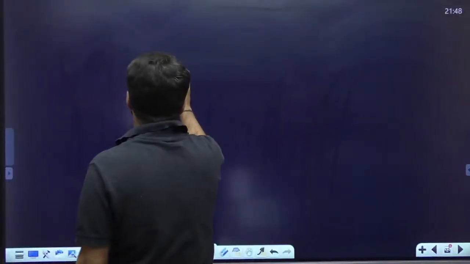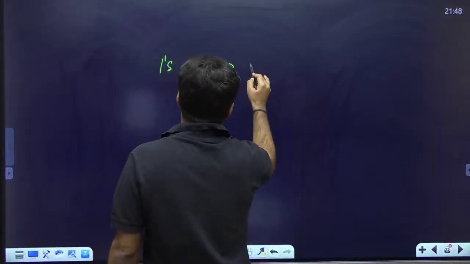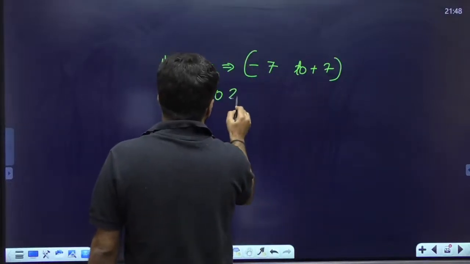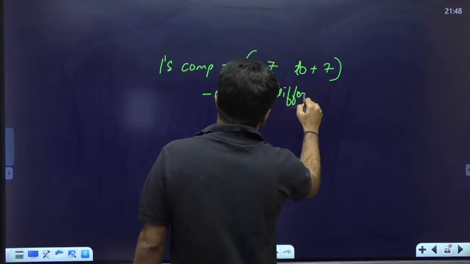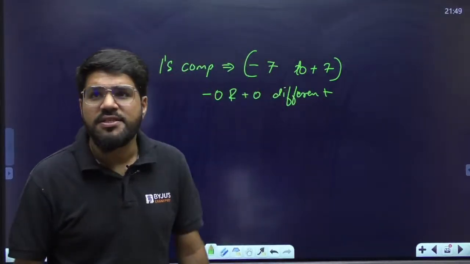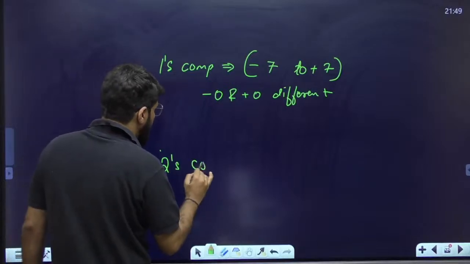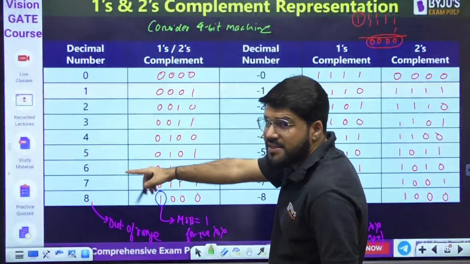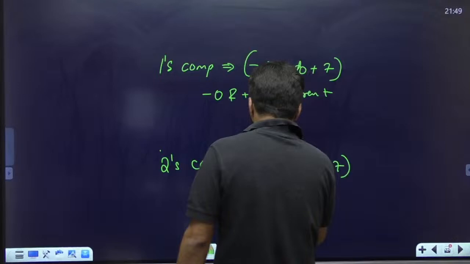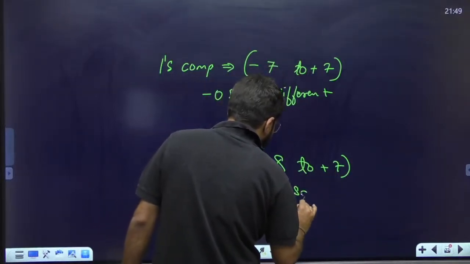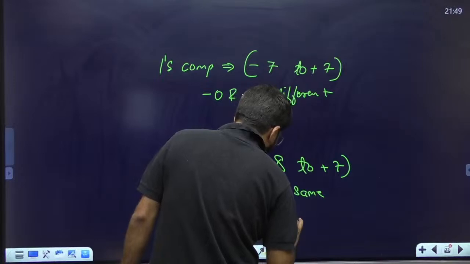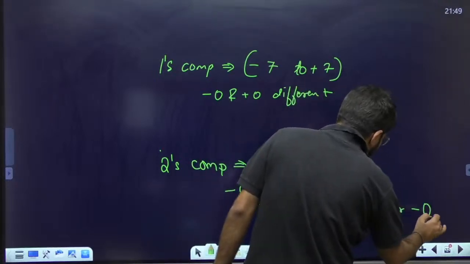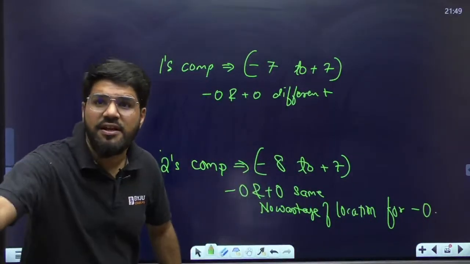So if I talk about the 1's complement machine, the range is minus 7 to plus 7. Minus 0 and plus 0 are different. So this is the same disadvantage as the sign magnitude system. But when you come to the 2's complement machine, the range is minus 8, the lowest negative number, up to plus 7. Here minus 0 and plus 0 are the same. There is no wastage of a location for minus 0. That is why an extra negative number will come, and that extra negative number is minus 8.